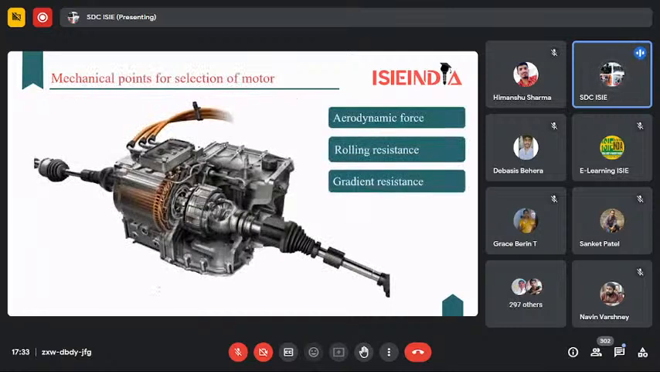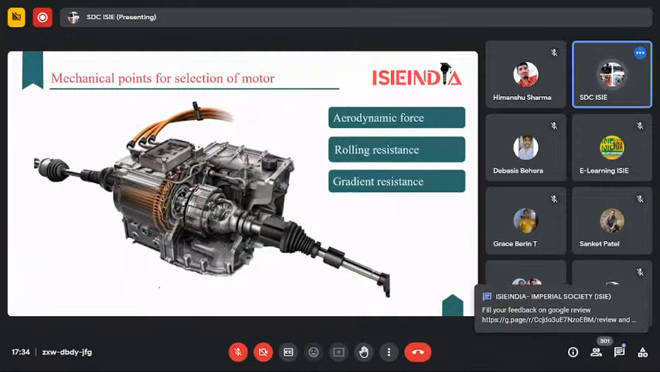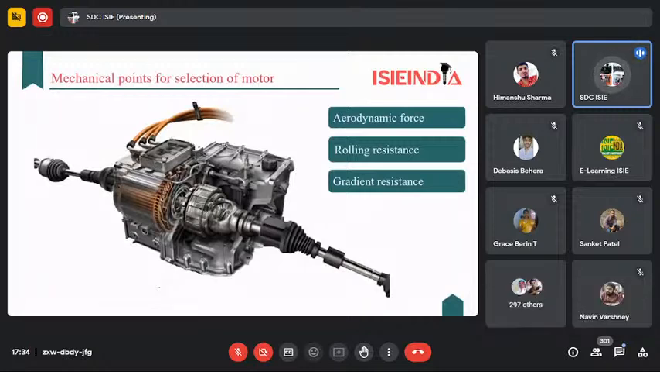Now we come toward the mechanical part. Three basic things play an important role in selecting the motors: aerodynamic force, gradient resistance and rolling resistance. First of all, I start with the aerodynamic force. The aerodynamic force is the resistance force that acts on the vehicle body due to the motion of the air. There are two basic forces acting on this: drag force and lift force. Drag force is the opposing force that acts against the movement of the vehicle, whereas lift force is the perpendicular force applied toward the upside of the vehicle.